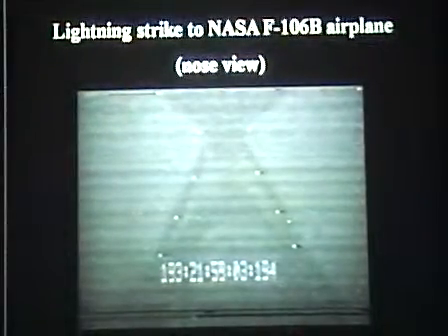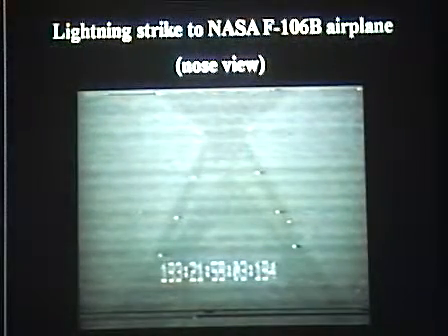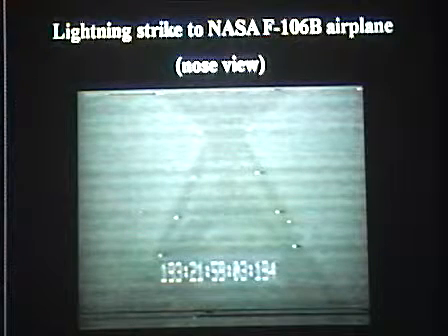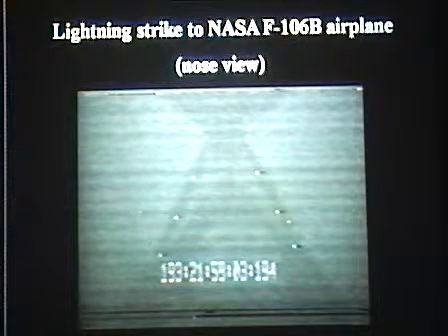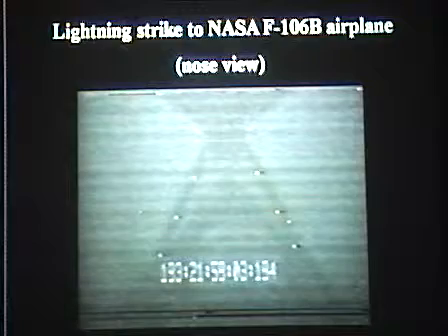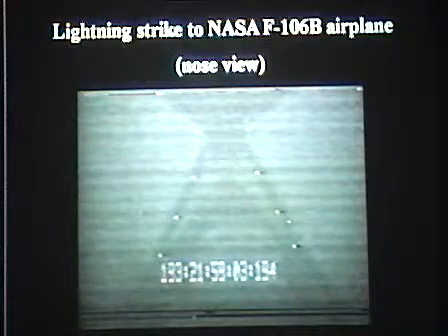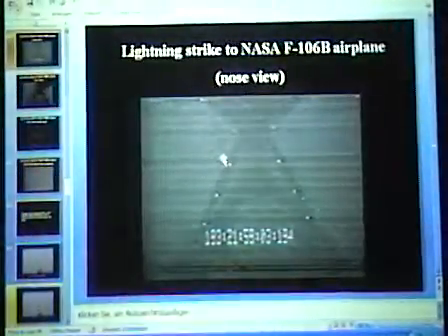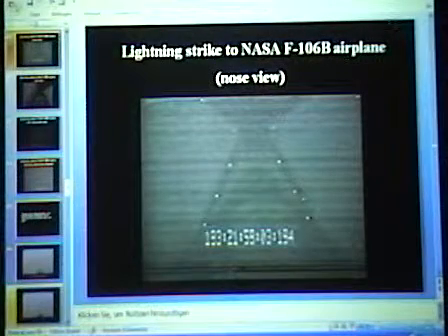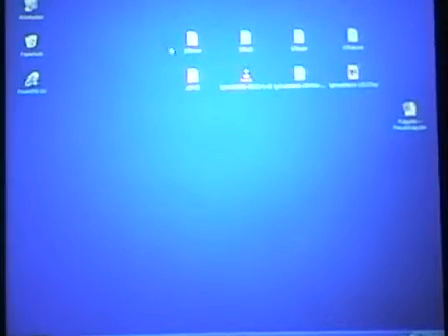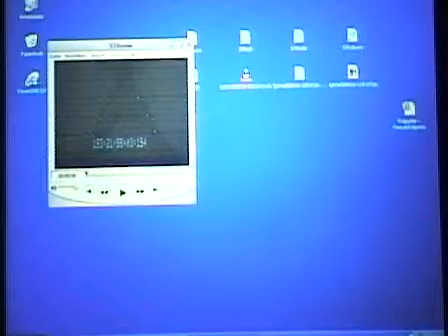Okay, here we have a challenge, because when I transfer it into this video, I cannot play, so we need to switch to the video. Okay, I wanted to show you the images of lightning strike.